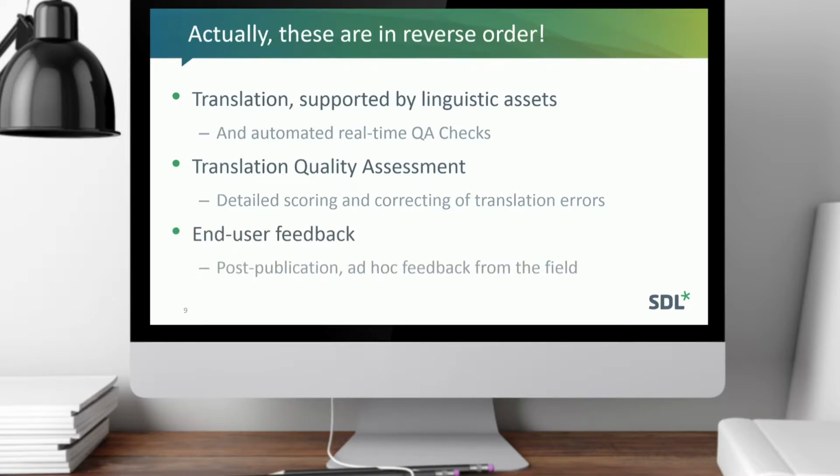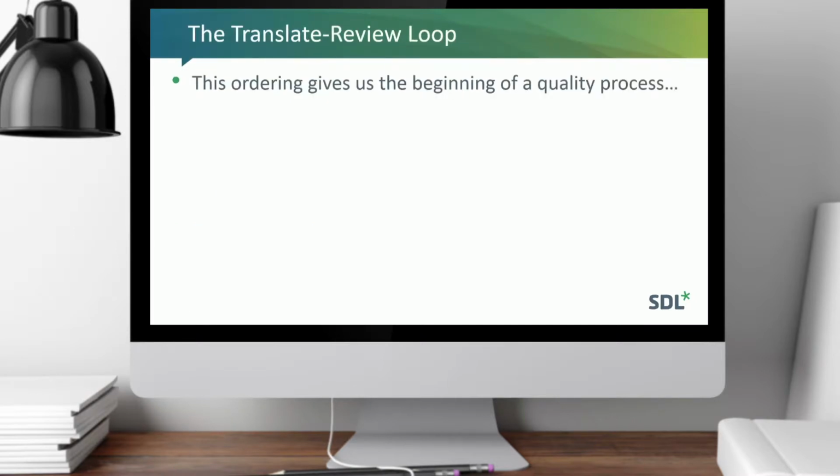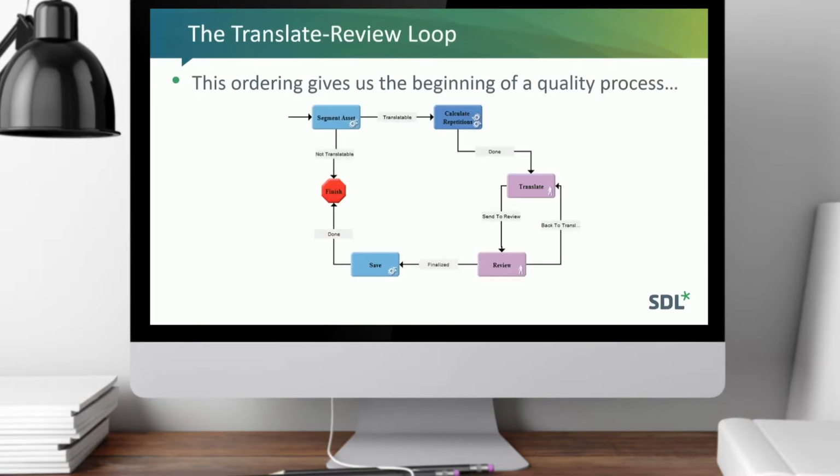And then end-user feedback is really post-publication, and this is kind of ad hoc. The users aren't required to provide feedback on the quality of the translations that you publish. The first 2 are really steps in the workflow, and the last one is nice to have if you get it at all. Right, so this is really the opposite order of the way that they were presented in the CSA, and I see this then, if you reorder it this way, you start to get a process.